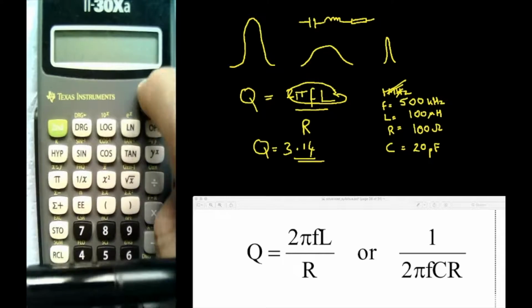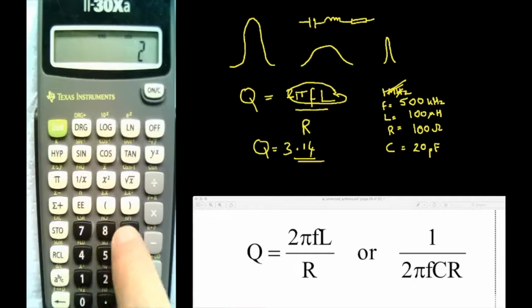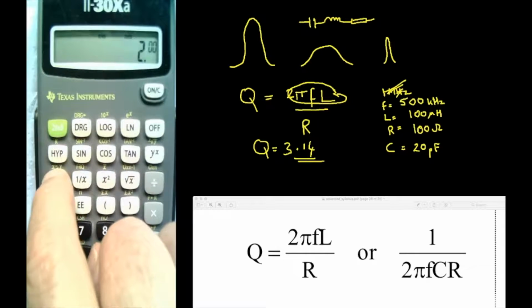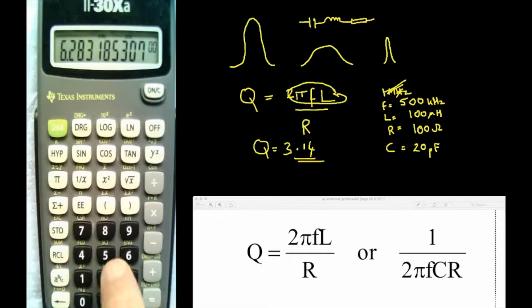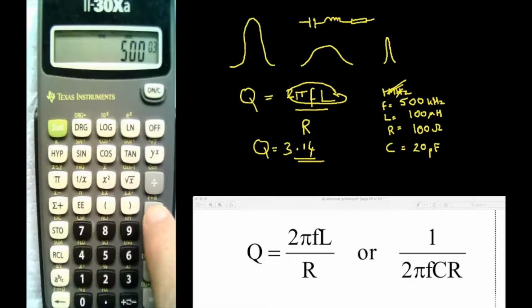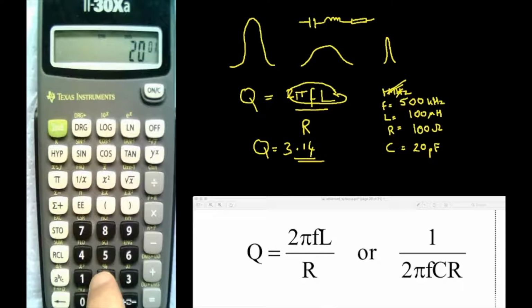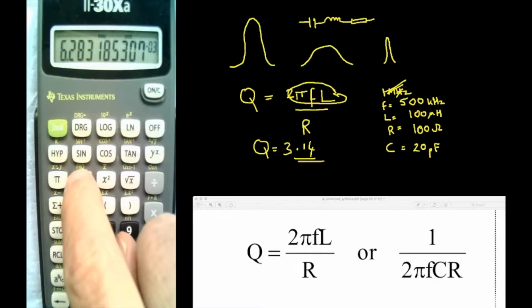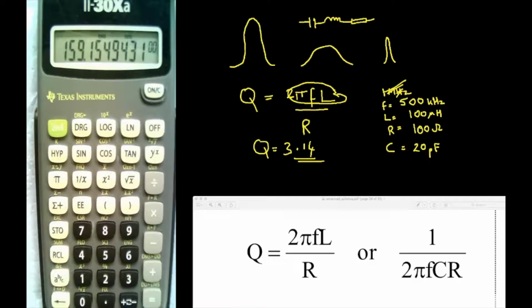Okay, so working out the bottom, 2 times pi times 500 EE3, that's kilohertz, times 20 EE12 for picofarads, times 100, equals, and then 1 over x to give us our Q there of 159.